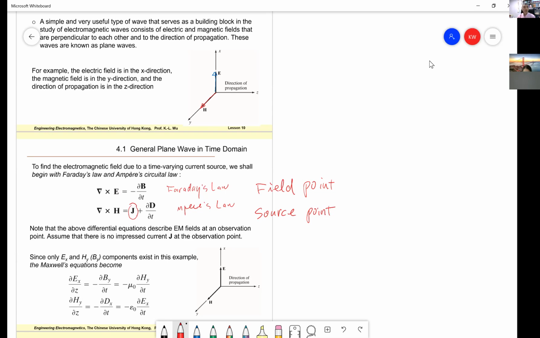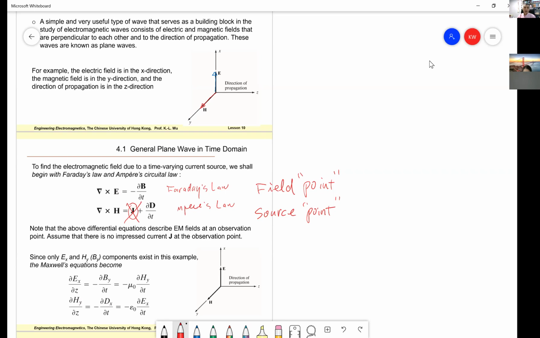Okay, because now everything we talk about is the point, right? The point means that it is described by a differential equation. When we describe the field point and the source point, we can see that in the field point there is no current J, right? So therefore, in our following discussion, we don't consider current J.